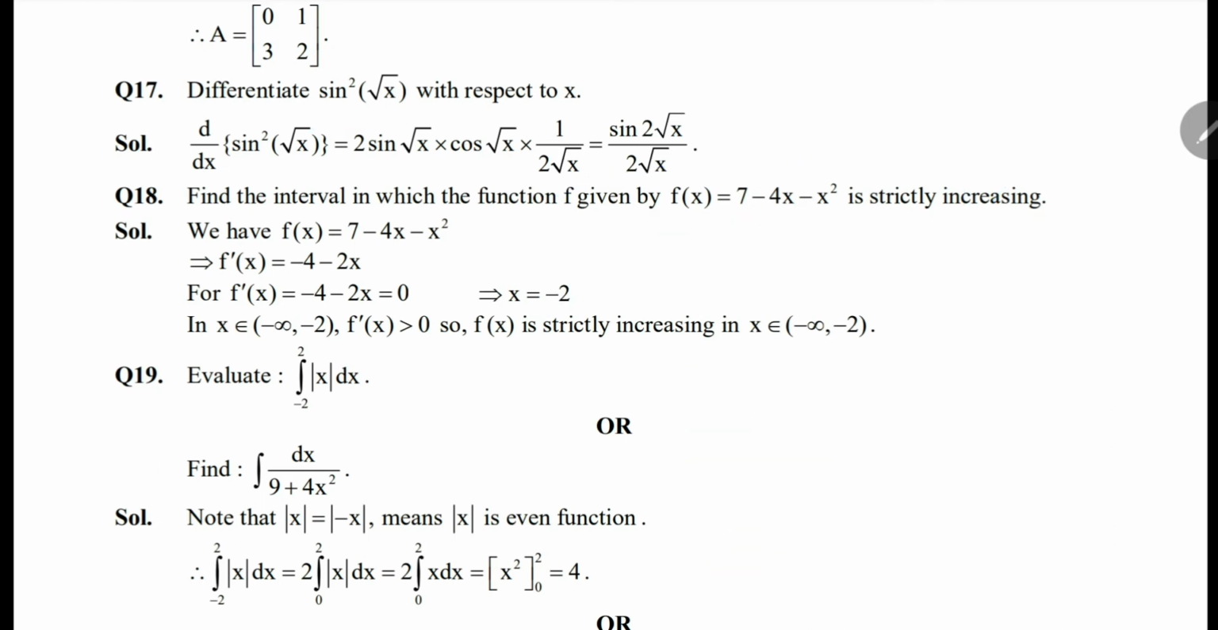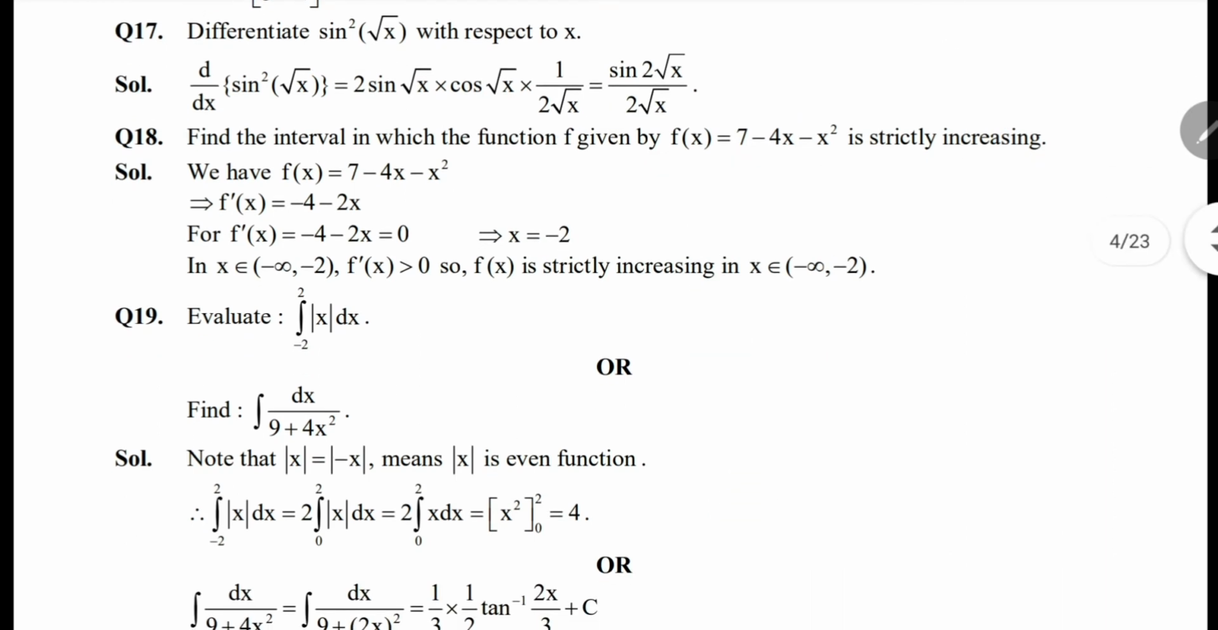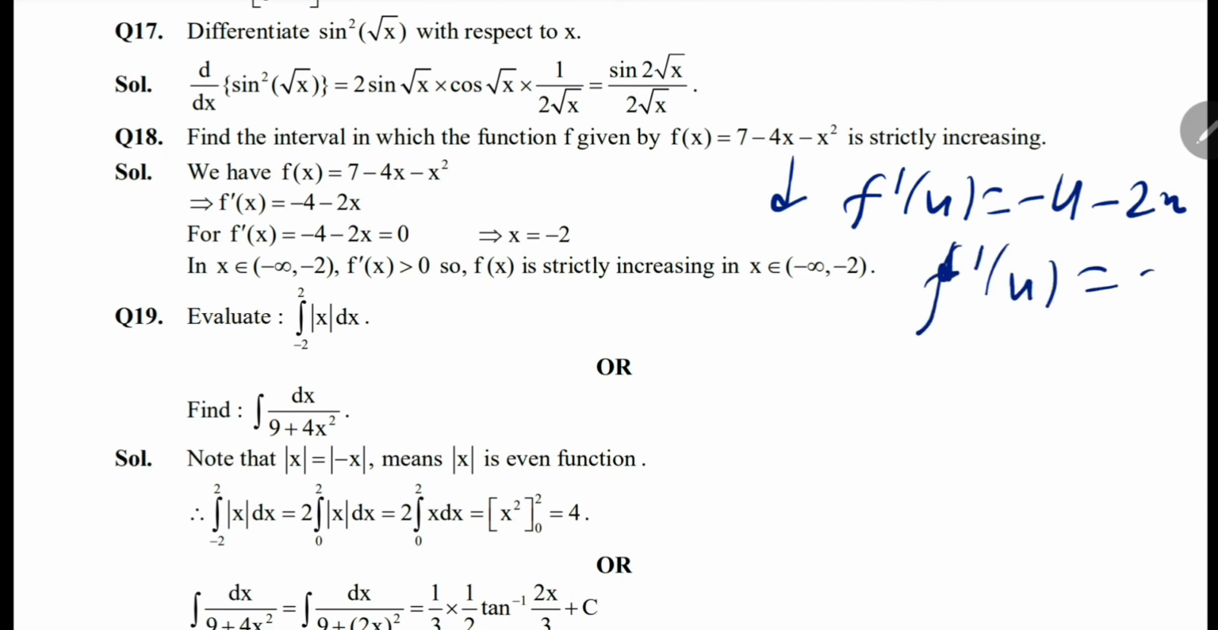Now we have question number 18. It says we have to find the interval in which this function is strictly increasing. We will differentiate this function so that we have minus 4 minus 2x. Okay, in order to find the critical points, we will put this equal to 0. So that gives us x equal to minus 2.